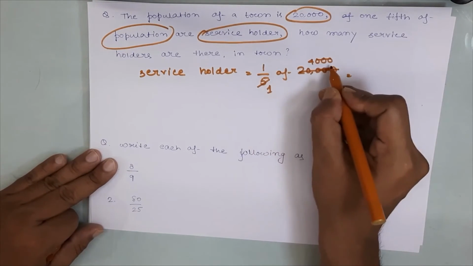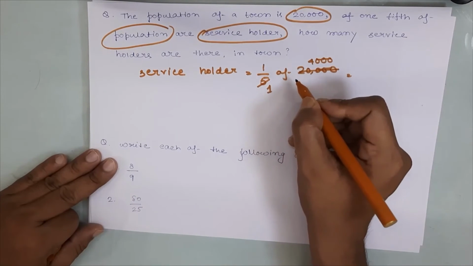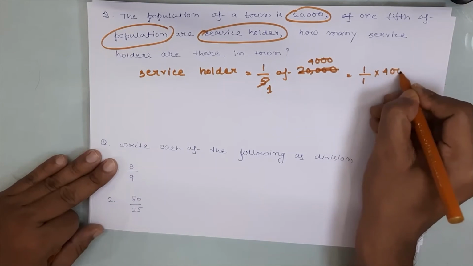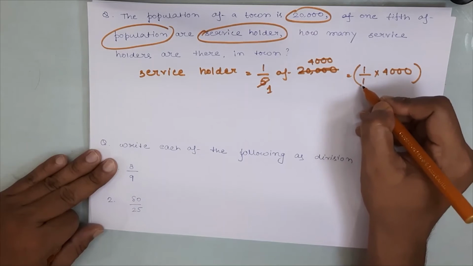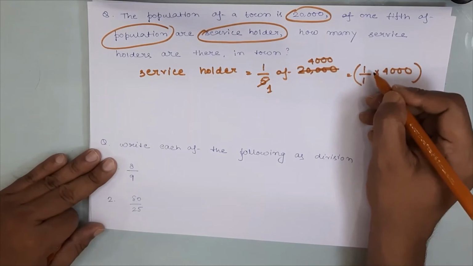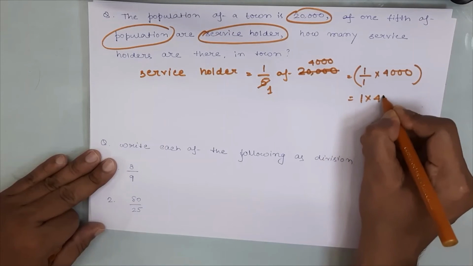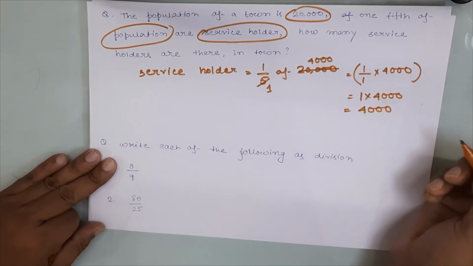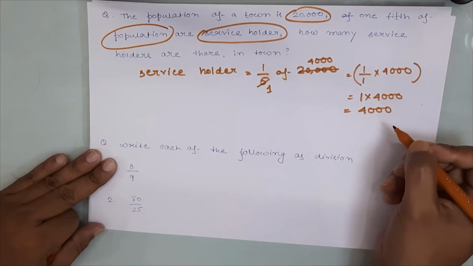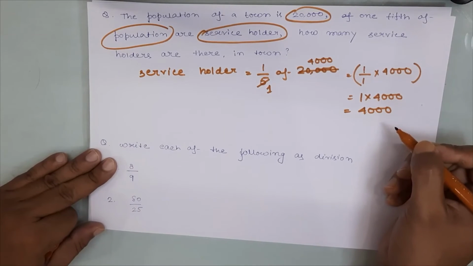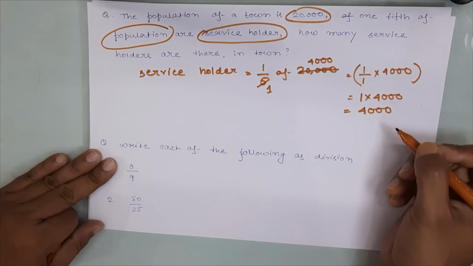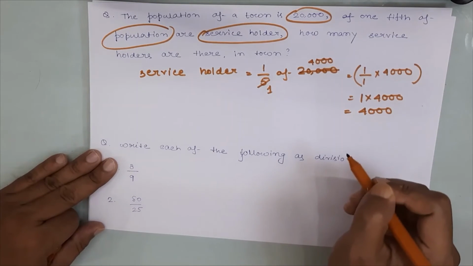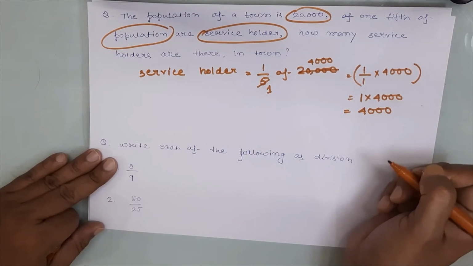Now 1 of 4,000. You know, when "of" is mentioned, we have to multiply these two numbers. So 1 by 1 into 4,000. Now 1 by 1 is equal to 1. Any number divided by 1 gives the same number. So 1 into 4,000 is equal to 4,000. So the population of the town which are service holders, which is 1/5 of 20,000, is 4,000. So your answer will be 4,000 service holders are there in the town.